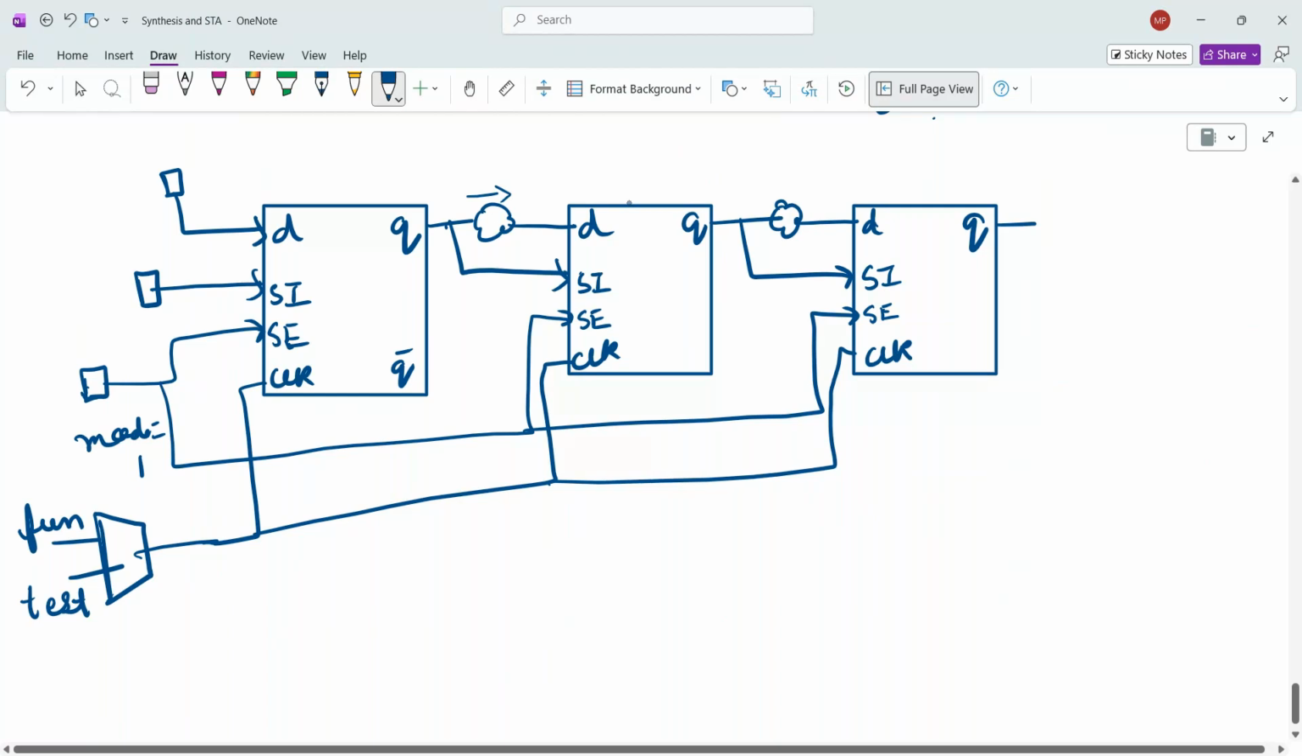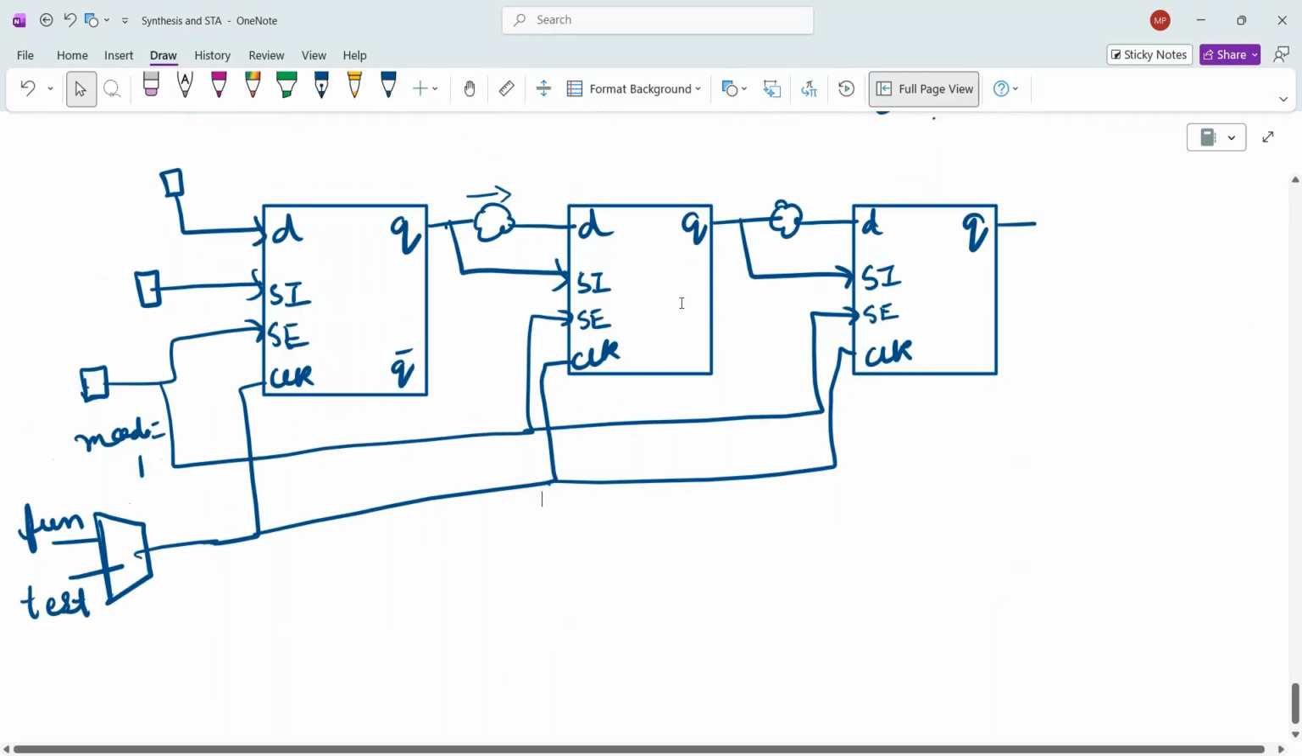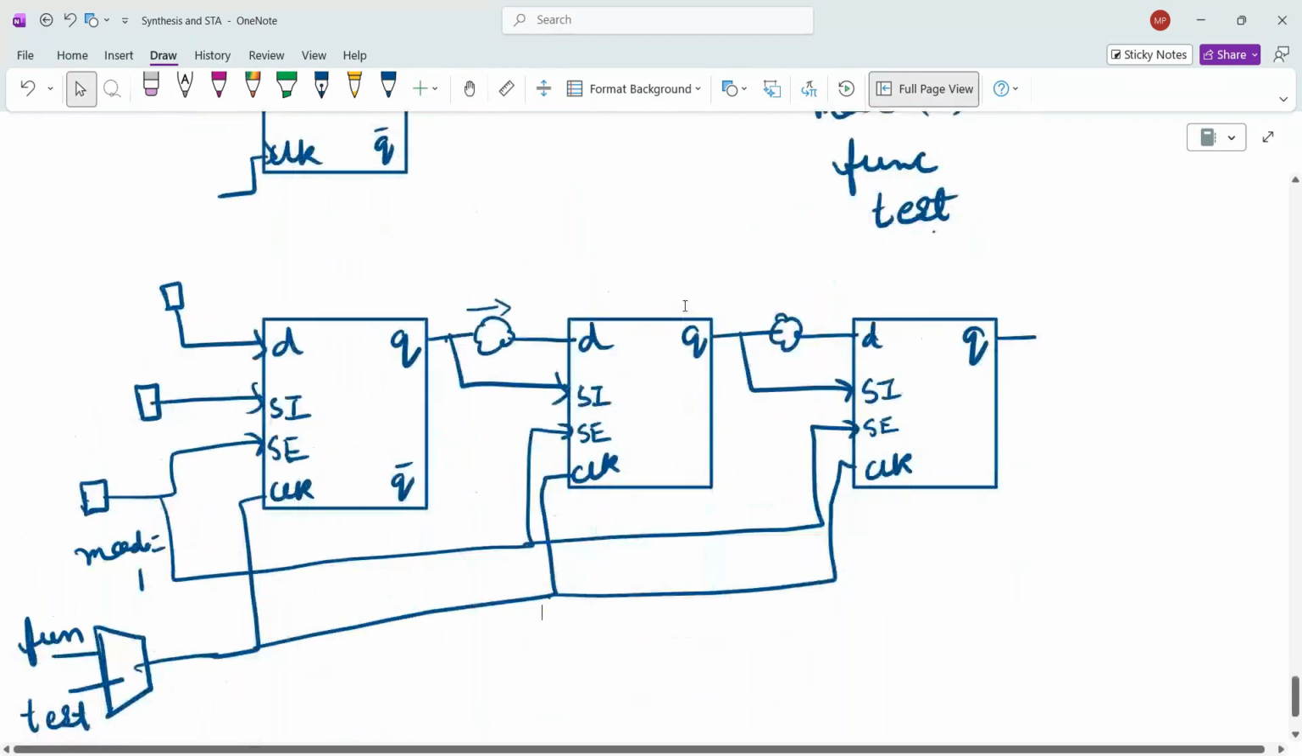Right. So what constraints are we going to provide so that your design works in test mode? What constraints are we going to provide so that your design works in different modes, func or test, whatever. Right. So normally, when I say this is your scan chains. This is your scan chains.